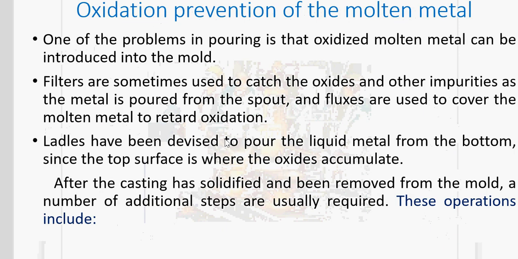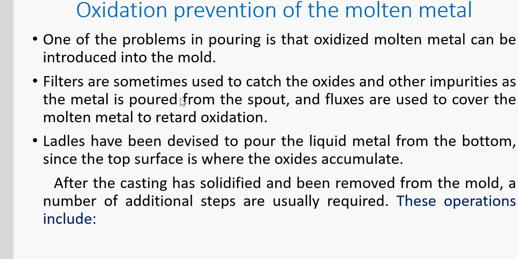So next, during pouring, you need to prevent inclusion of impurities, or inclusion of air. We don't want our metal to be oxidized. So one of the problems in pouring is that air from the atmosphere, oxygen from the atmosphere, oxidized molten metal can be introduced into what? So if you allow oxygen to be trapped into the mold, then it will cause some defects.